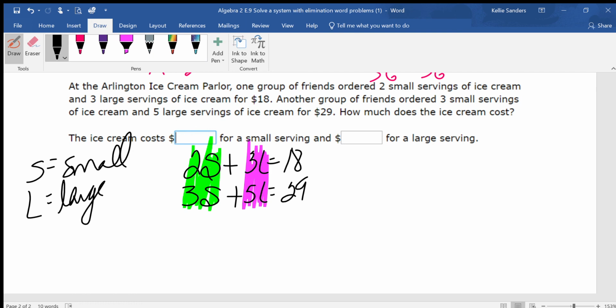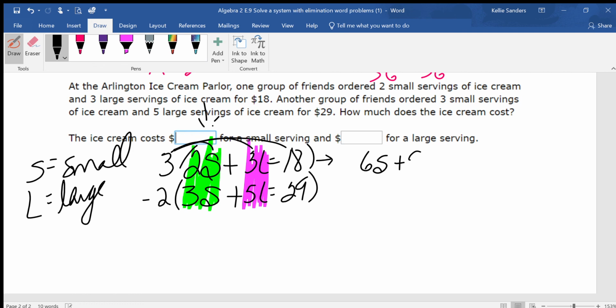This is when you choose. Do you want to get rid of the S's or do you want to get rid of the L's? One is just as easy as the other. Usually you want to work with the smaller numbers. So let's say that we get rid of the S's. So I'd multiply this by 3 and this by 2, and I'd make one of them negative for them to be able to cancel out. The 3 goes to everything.